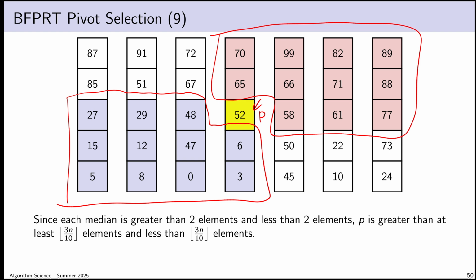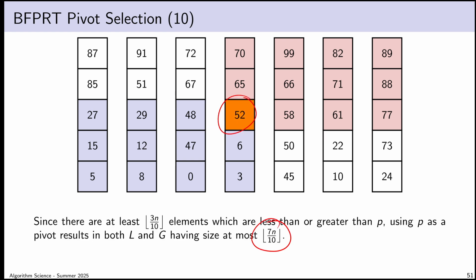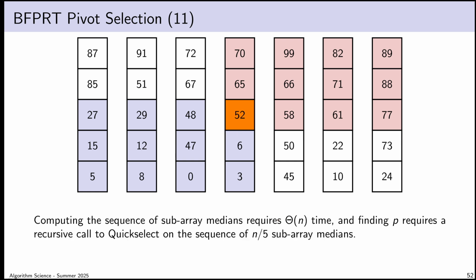This median of medians value 52 can then be my pivot, and it's going to guarantee that the size of L and the size of G is going to be at most 7n over 10. Computing the sequence of medians that I ended up finding 52 as the median of required linear time. I just sort each subarray in constant time, and that takes linear time over all the subarrays. Finding P then requires a call to Quickselect on n over 5 subarray medians.